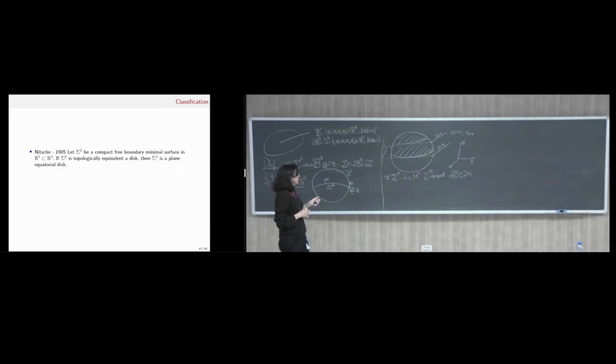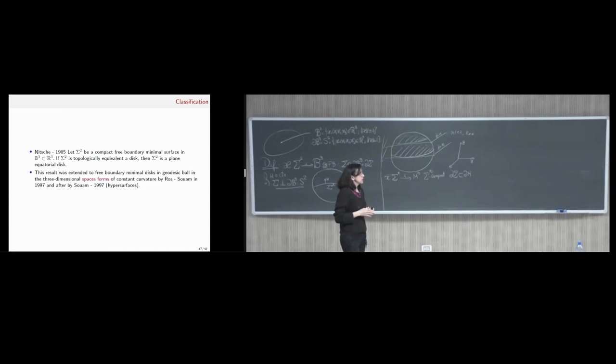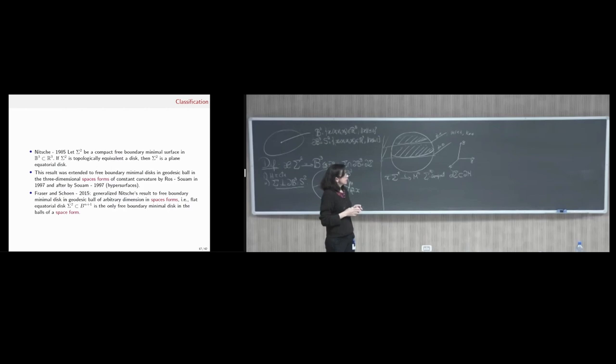After these results were extended to free boundary minimal disks in the geodesic ball in the three-dimensional space forms, by Ros and Souam, and after by Souam in the case of hypersurfaces. And Fraser and Schoen generalized these results, Nitsche's results, for the case when you have a free boundary minimal disk, now in the geodesic ball of arbitrary dimension in space forms, okay? I put here space forms because these are important, of course, for us, but also for all the other problems that I told you before.